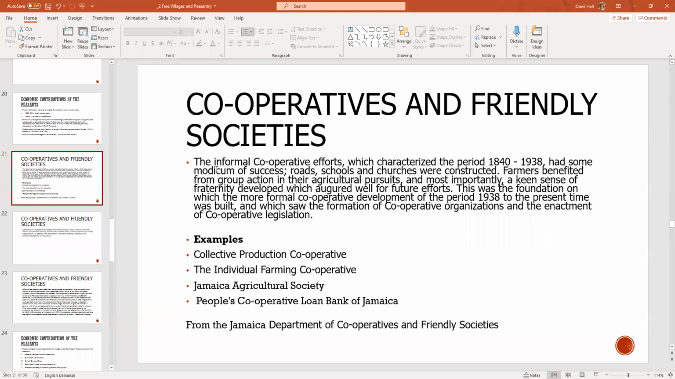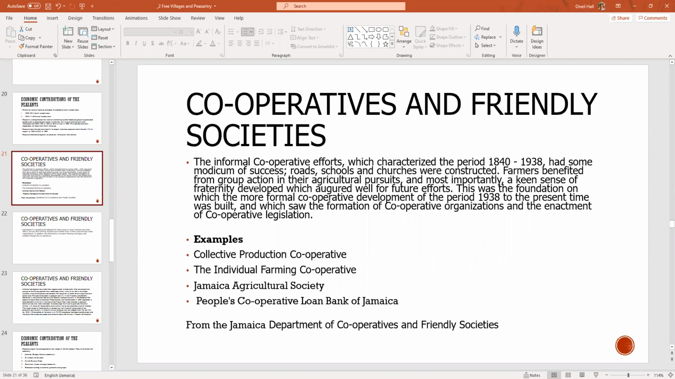Somebody read this point for me. This is taken from the Jamaica Department of Cooperative and Friendly Societies website. Go ahead for me. Sir, read it. Yes, Austin. The cooperatives and friendly societies, the informal cooperative efforts which characterized the period 1840 to 1938 had some modicum, that's a word, modicum. Roads, schools, and churches were constructed. Farmers benefited from group action on their agricultural pursuits, and most importantly, a keen sense of fraternity developed, which argued well for future efforts.